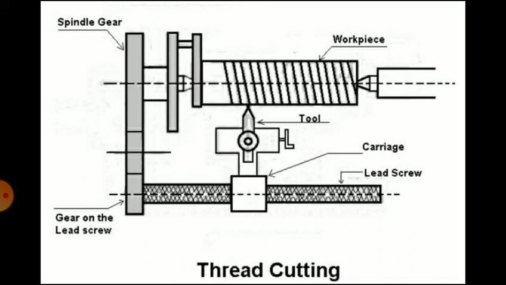A definite ratio between the longitudinal feed and the rotation of the headstock spindle is obtained by arranging the change gears. You can see at the left hand side there is a gear train that is arranged for the thread cutting operation. So the work or the chuck will rotate at one speed and the carriage will move at another speed. So there is a definite ratio between the longitudinal feed and the rotation of the headstock, obtained with the help of change gears.